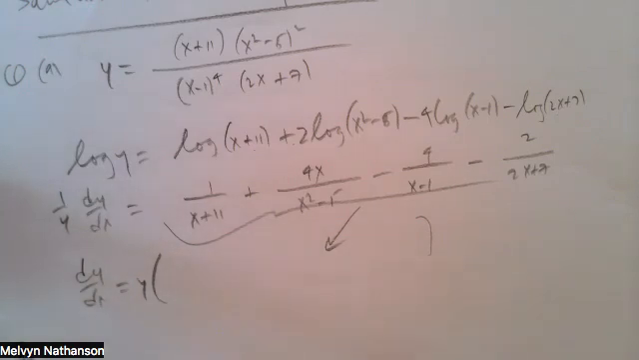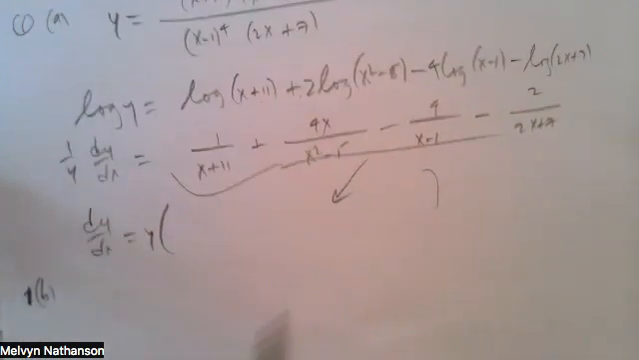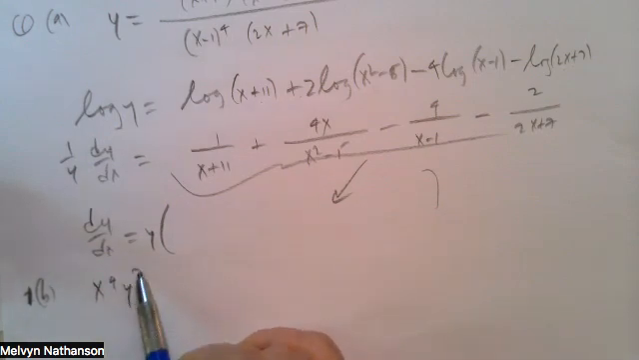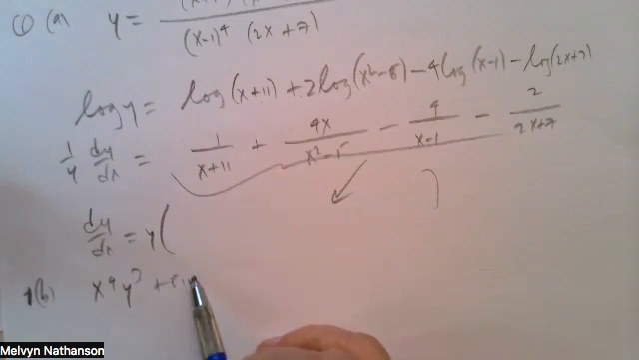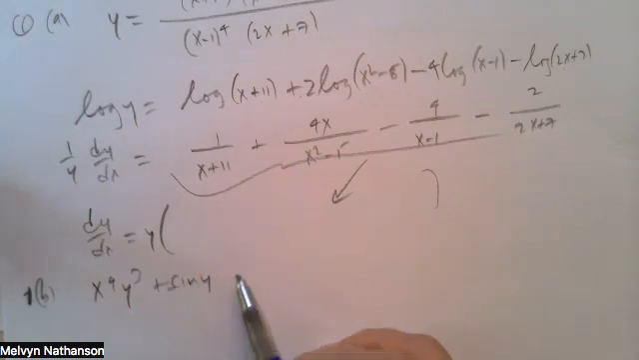Problem 1b, we have x to the 4th y cubed plus sine y equals 5. So this defines some function y of x, and we can find dy dx by implicit differentiation.